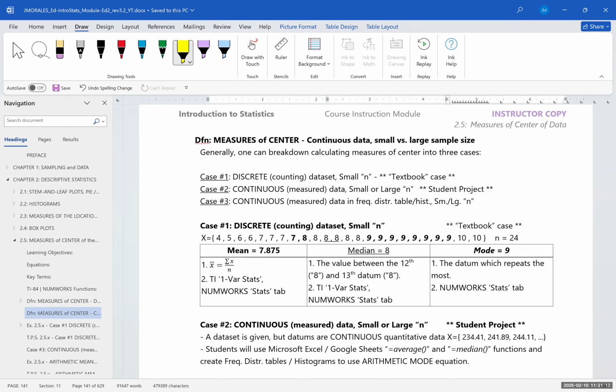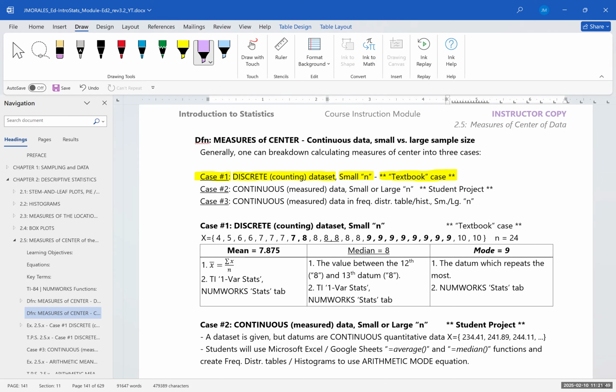Now, when dealing with measures of center of data sets, I've broken it down into three separate cases. The first case, which is the one that we just looked at, is when you're dealing with a discrete data set, so a data set composed of counting numbers and with a small sample size. And I call this like a textbook case. So it's simple, easy to work with so that you can understand and comprehend the idea. But we need to progress from that to cases that are not always ideal, ones that are reflected more in real world circumstances.